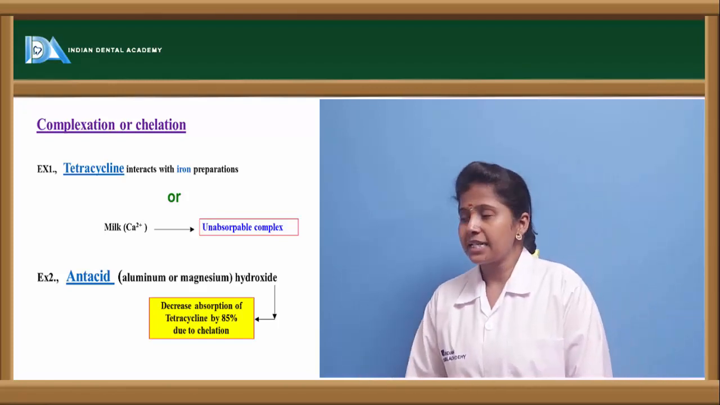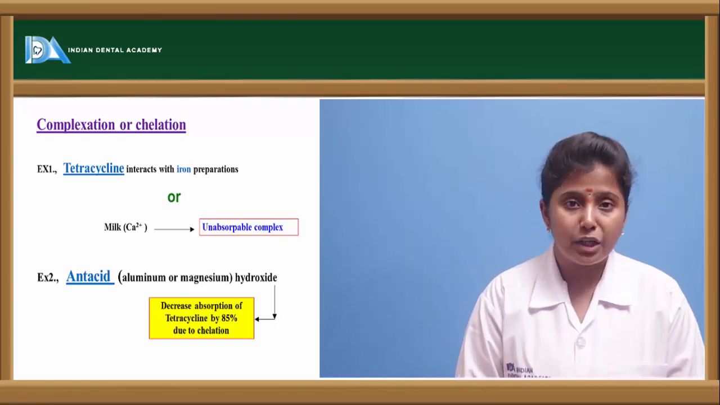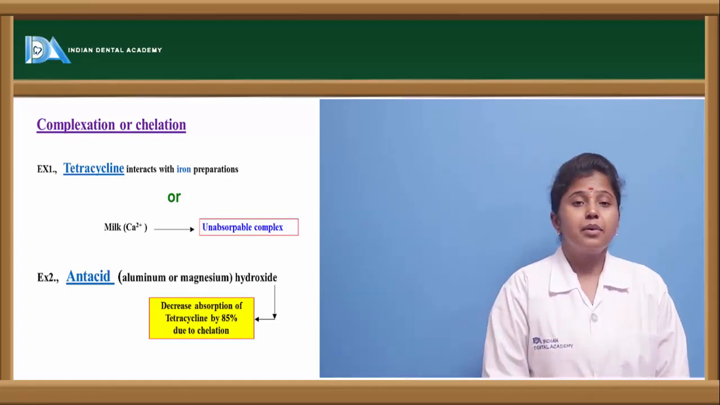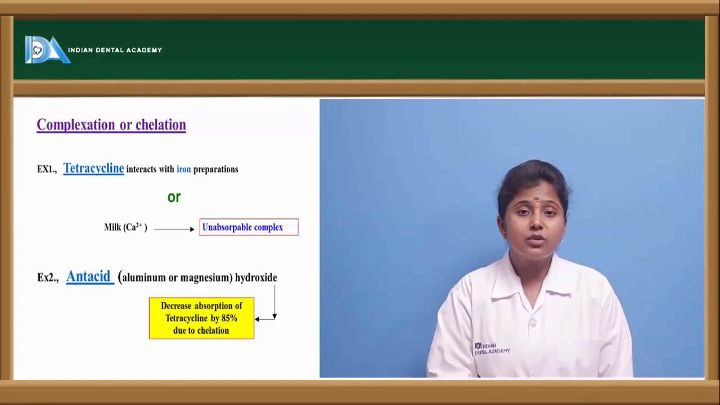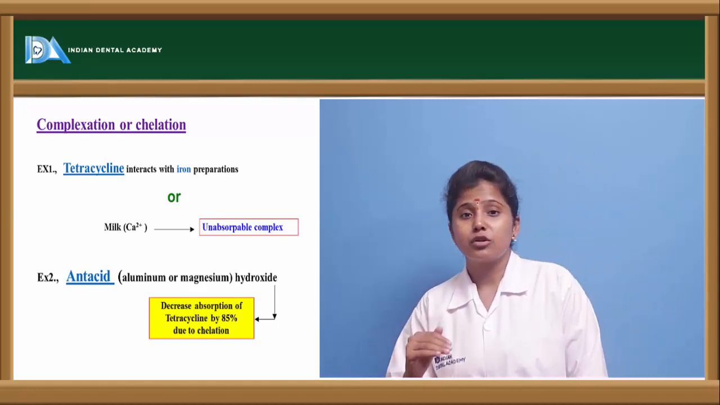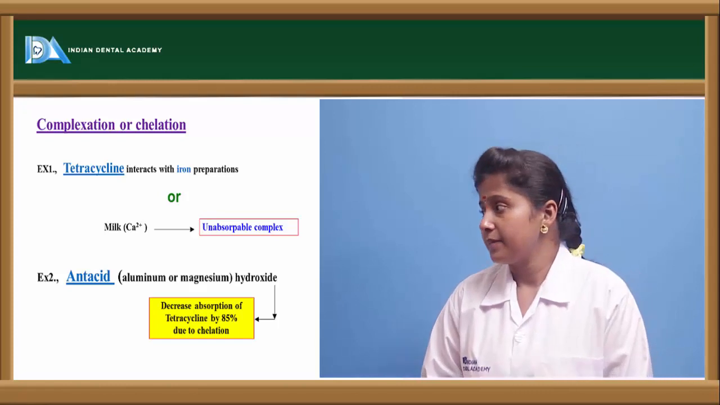And if we take antacids, especially the aluminium or magnesium hydroxide preparations, these should not be given with tetracycline, because these drugs reduce the absorption of tetracycline. So that is the reason these should not be given with tetracyclines.